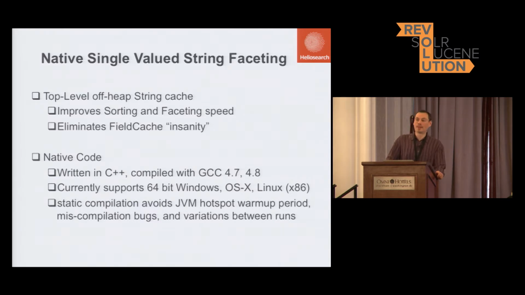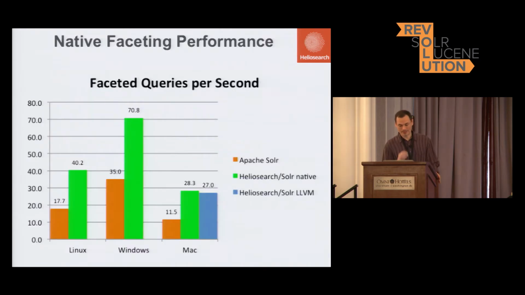Another benefit is that it avoids the variances that you get in Hotspot. Hotspot tries to guess how to compile your code best, right? And so, depending on what your workload looks like when you start up, you can get slow runs or fast runs. But when we statically compile stuff, it's compiled now. It's not going to change.